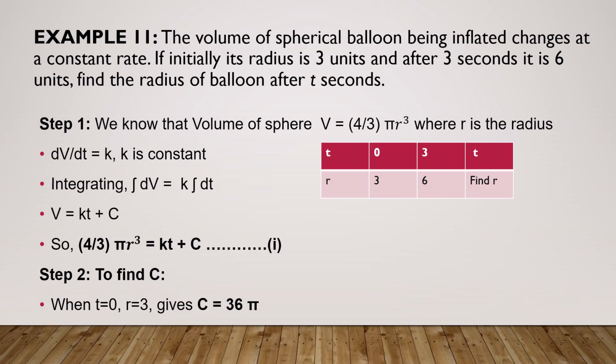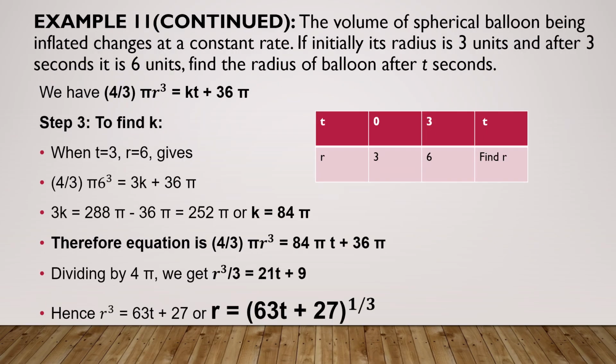So first, to find the constant c, put t equal to 0 and r is equal to 3. So it will give you c as 36 pi. We have found c, which is 36 pi. Now next constant we need to find is k. So next information which is given to us is when t equal to 3, r equal to 6. So put the value of t as 3 and r is equal to 6. So when you simplify this, you will be getting the value of k as 84 pi.